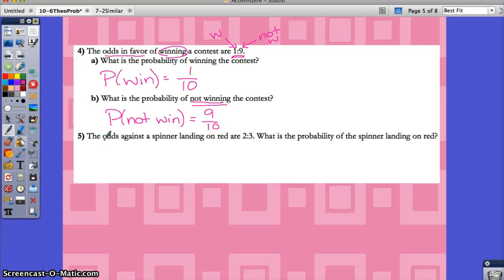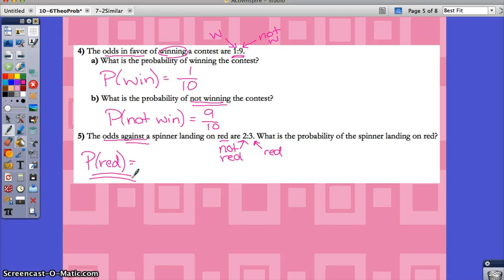Let's label this. Odds against is what I gave you. It's against red. So 2, since it's odds against, 2 are not red, which means 3 are red. Again, labeling helps. So what is the probability of it landing on red? Get that notation down. Please do not skip this step. I require this as work. You may have to check with your teacher for grading purposes, but I expect you to write that.